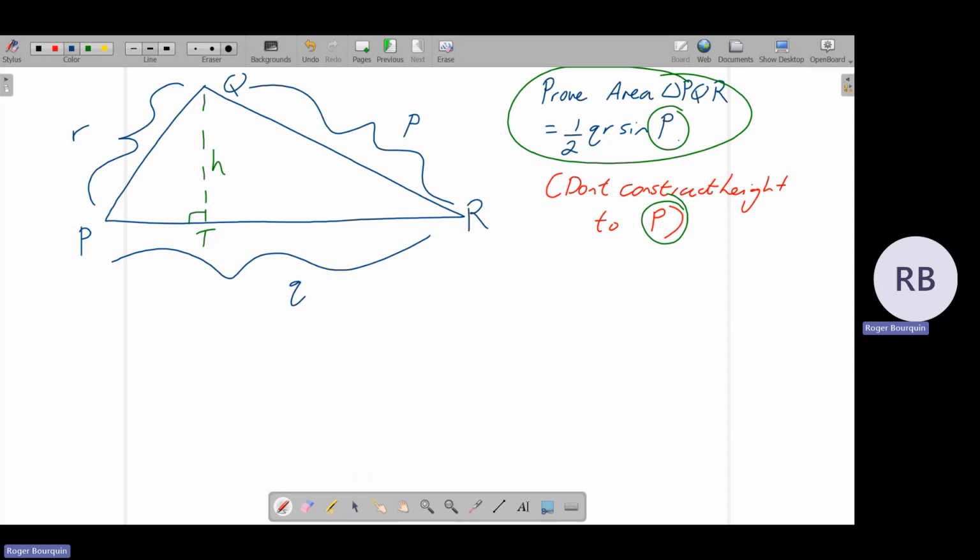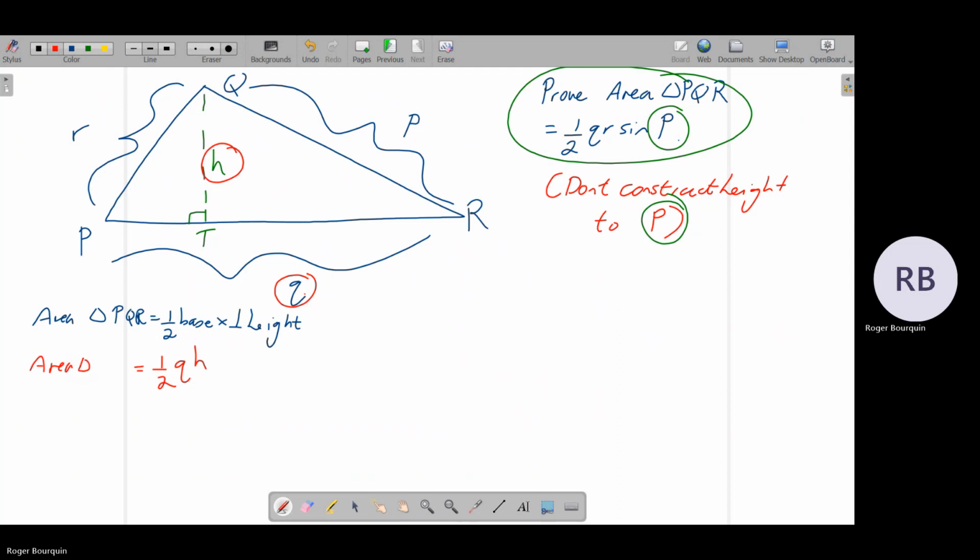Then use the fact that the area of the triangle PQR is equal to a half base times perpendicular height. Your base in this case, if I use h as the perpendicular height, is q. So it's going to be equal to a half base q by perpendicular height. So the area of triangle PQR is a half Q H.